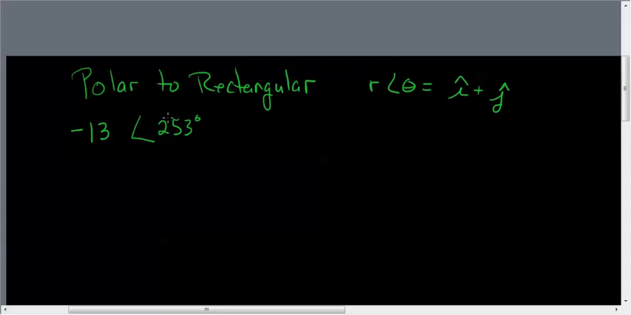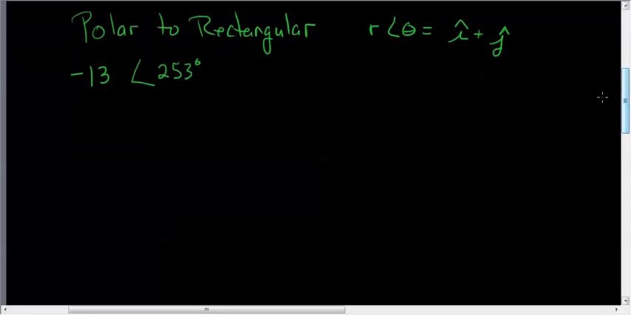All right, now let's go the opposite direction. Let's be given polar and change it to rectangular. Polar is a radius, a magnitude, at an angle, compared to something horizontally plus something vertically, what we would normally think of as x plus y. All right, negative 13 and an angle of 253.